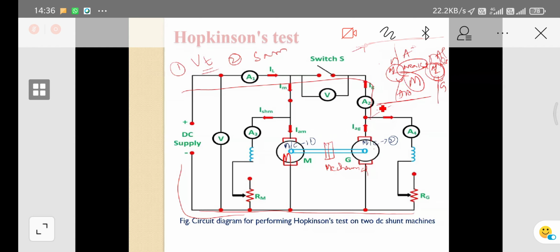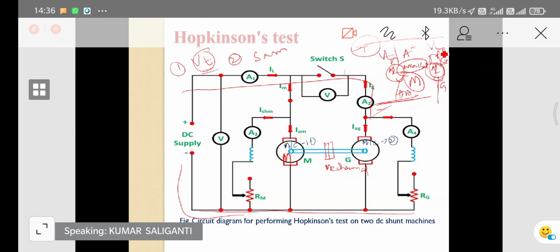So these are the two. This is the source side. This is the load side. These are the two bus bar connections. Suppose the terminal voltage in machine 1 is much less than machine 2, then this machine is acting as a motor and this machine is acting as a generator. That is the two parts.